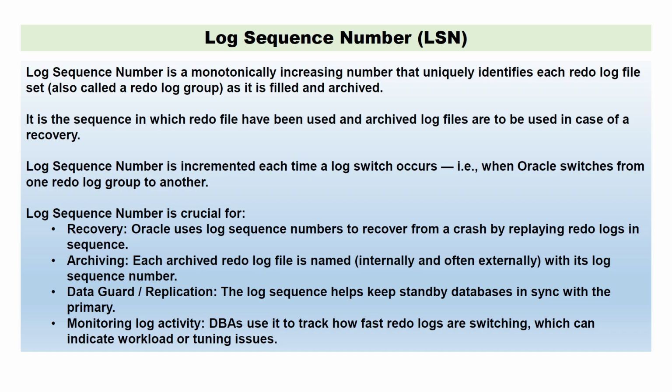Every new redo log file, or redo log group, will get a new log sequence number, and this log sequence number will tell, when you initiate a recovery, in which order the logs have to be used or applied. Basically, the log sequence tells the Oracle database in which order the logs or archive logs are to be used. Log sequence number is incremented each time a log switch occurs. When Oracle switches from one redo log group to another, a new log sequence number is generated.